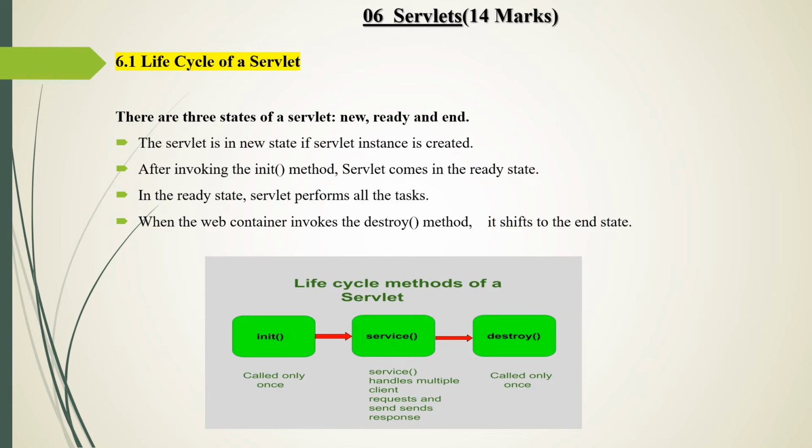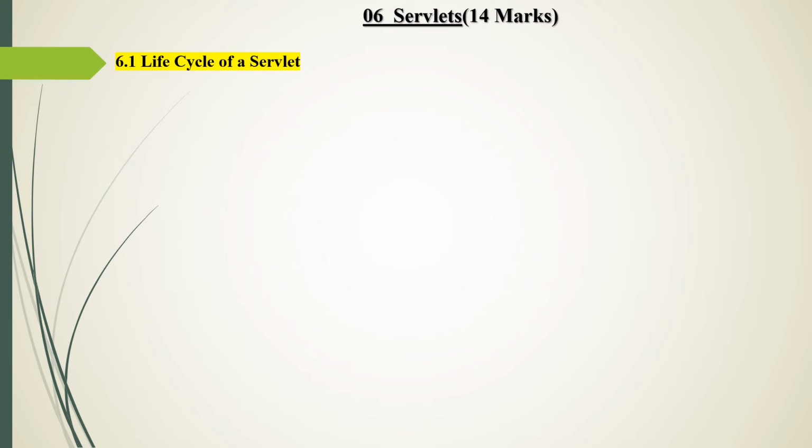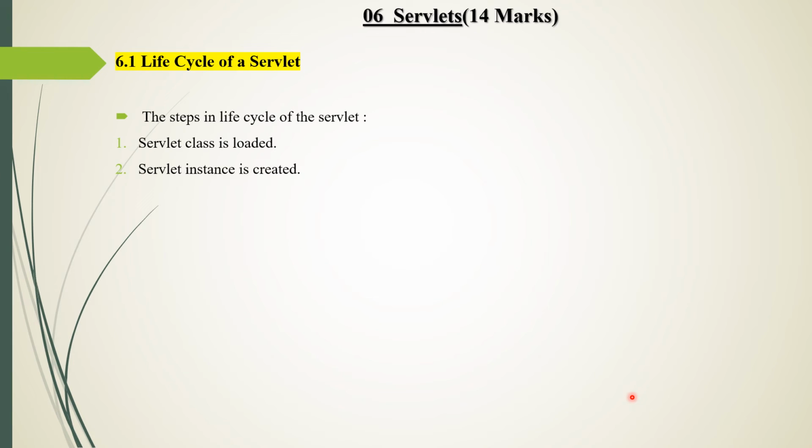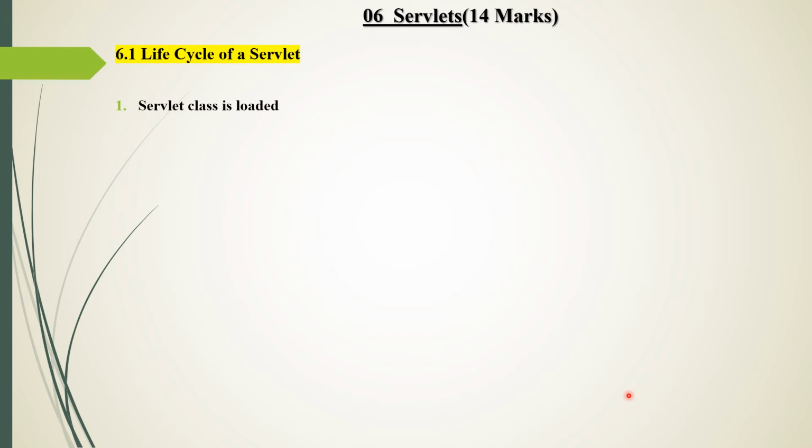Then we see the steps of the life cycle of a servlet. First step: the servlet class is loaded. Second step: the servlet instance is created, meaning the servlet object is created. Third: the init method is invoked. Fourth: the service method is invoked. And the last step: the destroy method is invoked. So these 5 steps are included in the life cycle of a servlet. Then we see them one by one.